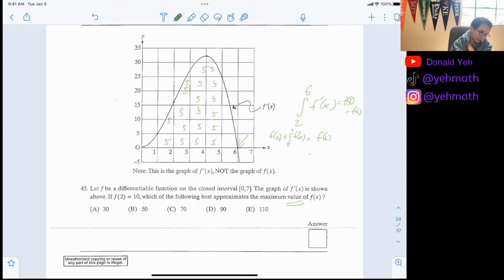This is 5, 5. This 5, 5. This one is 2.5. This one is half of that. So 2.5 times 5, so it's 12.5. And just add them all up and add the 10. You should get something about 90 or 110, right? 110.